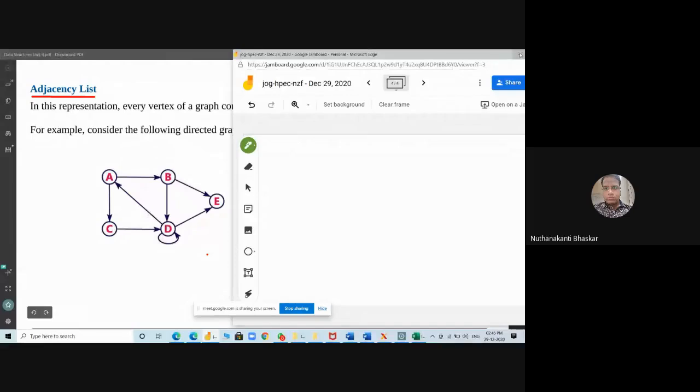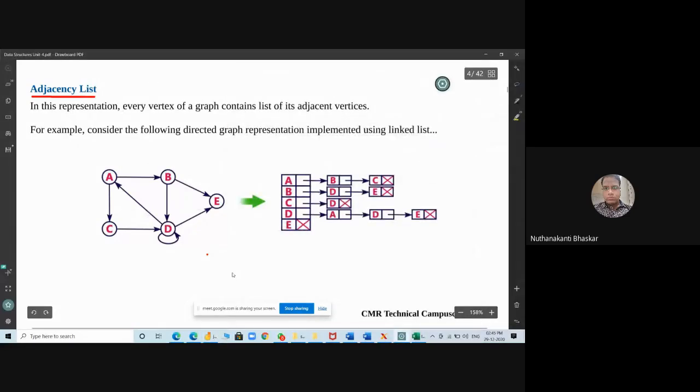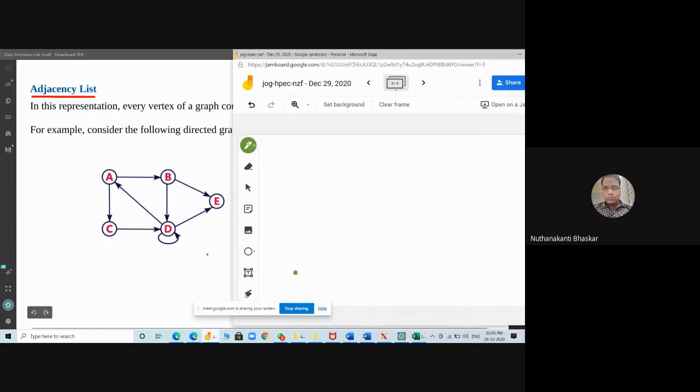Here, how many nodes are there? Five vertices. Now you must represent those vertices in a linked list fashion, in a vertical way. The first one, any order you can take. I am taking order A, B, C, D. Here this is the linked list mechanism I have taken. I have connected.